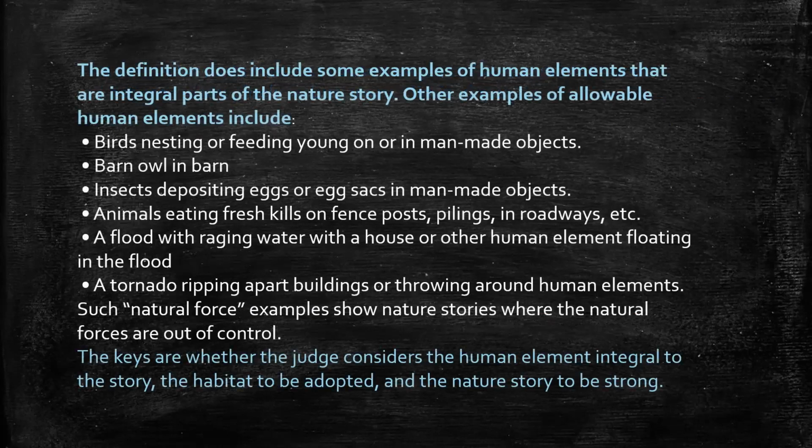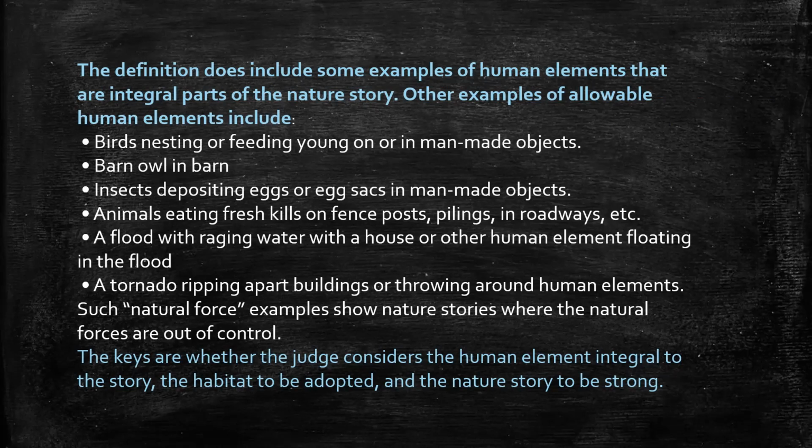The definition does include some examples of human elements that are integral parts of the nature story. Other examples of allowable human elements include birds nesting or feeding young in or on man-made objects, barn owls in barns, insects depositing eggs or egg sacs in man-made objects, animals eating fresh kills on fence post pilings or in roadways, etc. A flood with raging water, or a house or other human element floating in the flood. So if your house is being destroyed by a flood and you photograph it, that's Mother Nature. So you can put that one in there. Although I think that if your house is being taken away by flooding water, you've got other things to do than take pictures. But or a tornado ripping apart buildings or throwing around human elements, because it's an example of the natural force and it's the nature story. So nature is stronger than we are, than the hand of man.